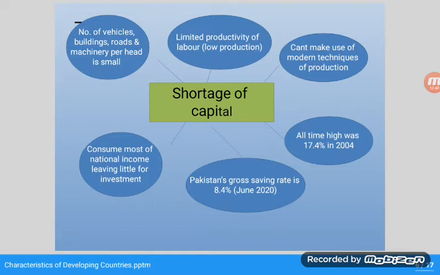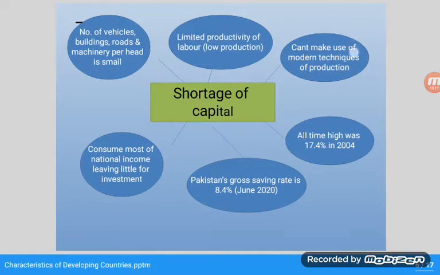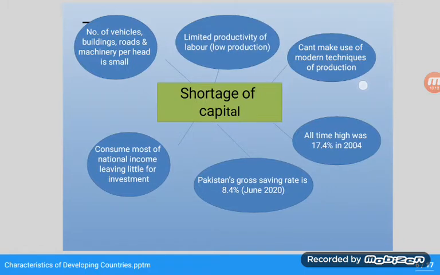Now when the level of production is low, and you are short of money to invest, this thing comes up: you can't make use of modern techniques of production. The modern techniques of production require money. So if there is a shortage of money in the form of investment, then modern techniques of production are not used and your productivity per person remains low.